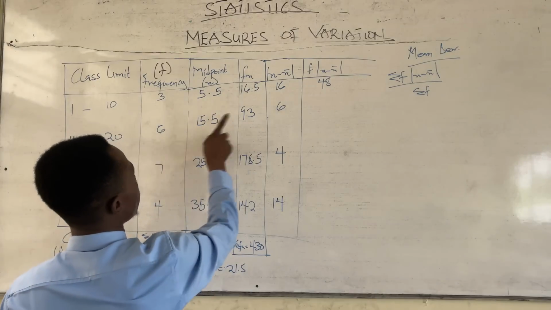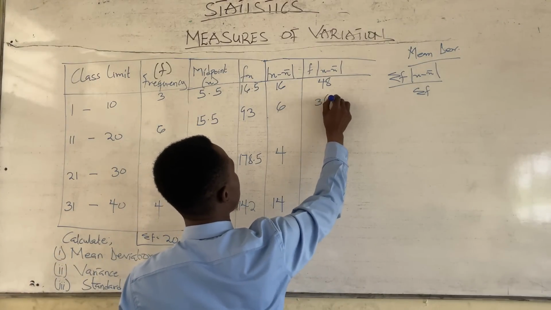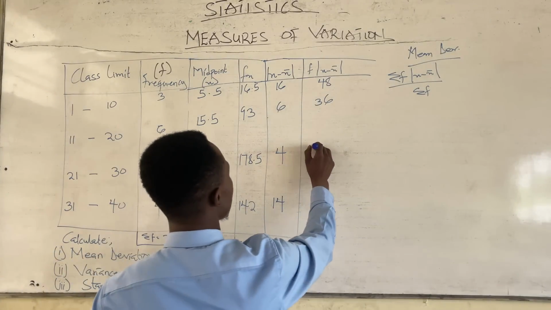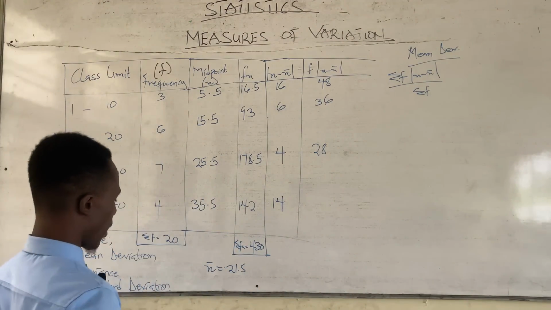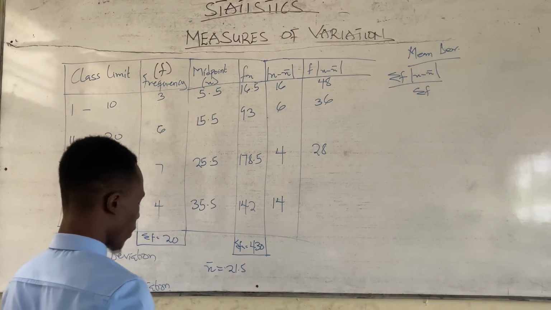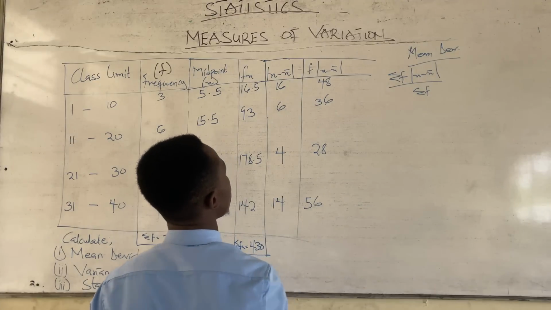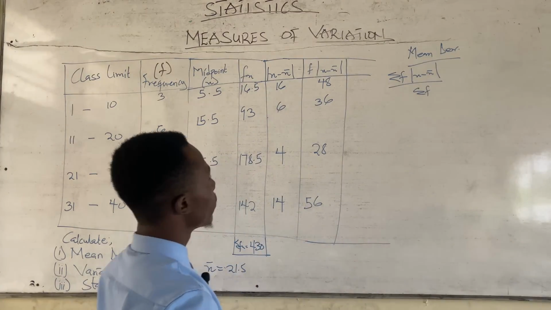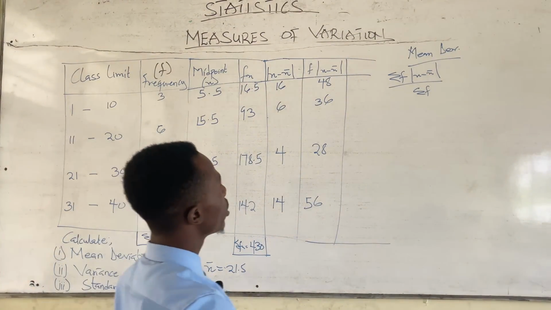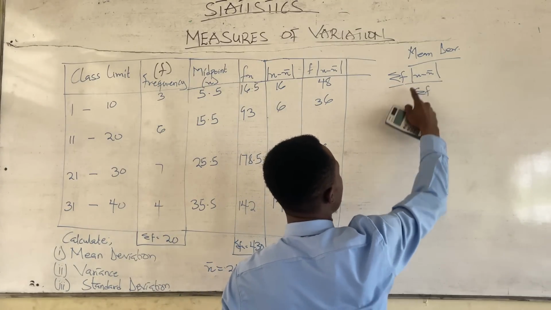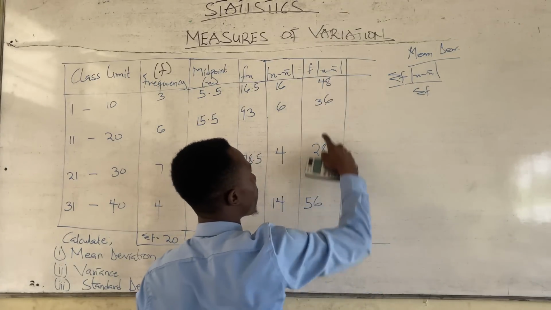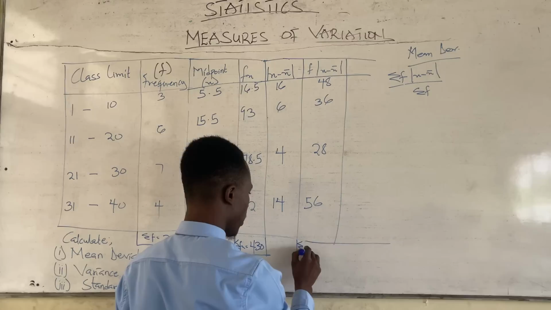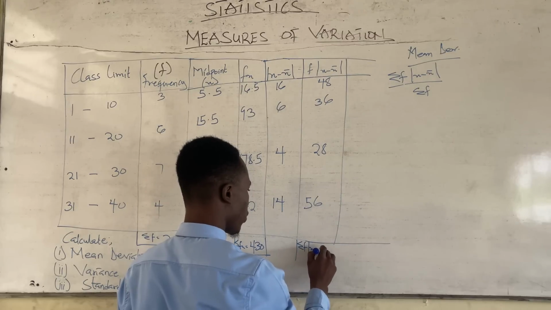The next one is 6 multiplying 6, giving us 36. 7 multiplying this gives us 28. We have 4 multiplying 14, 56. Now we are done with the multiplication of f and the deviation, and it means we have to sum this. When you sum it, you call it summation f times x minus x bar.